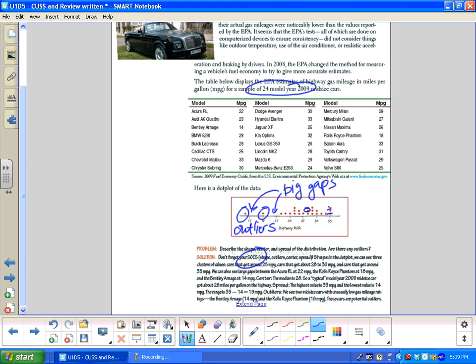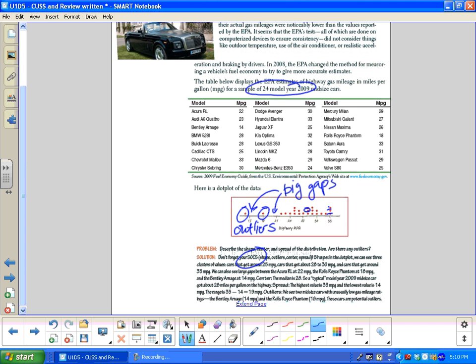In this, let's not talk about shape yet. They said there are large gaps between the Acura RL at 22, the Rolls-Royce at 18, and the Bentley Arnage at 14. So they talk about gaps, but you could also call these outliers and talk about that as well. So we did C, which is center. We did U, which is unusual features. Now let's talk about shape.